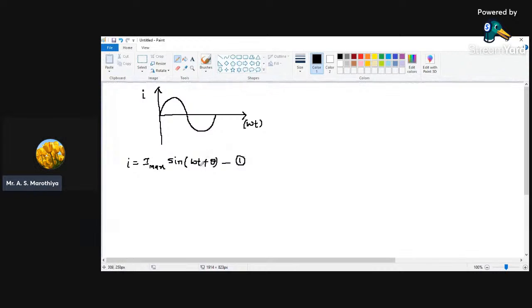Now, what is the meaning of this? Let us try to identify the terms available in this mathematical equation. The first important term is this i. This i is known as the instantaneous value.